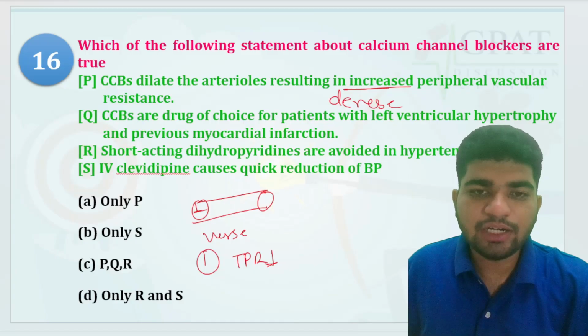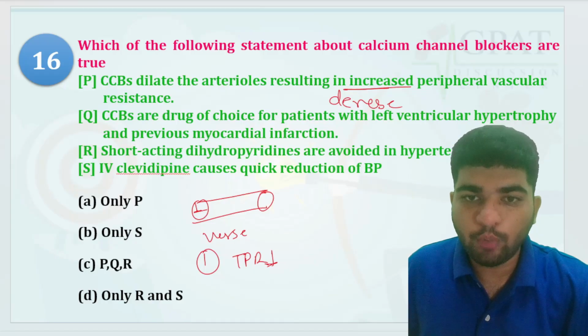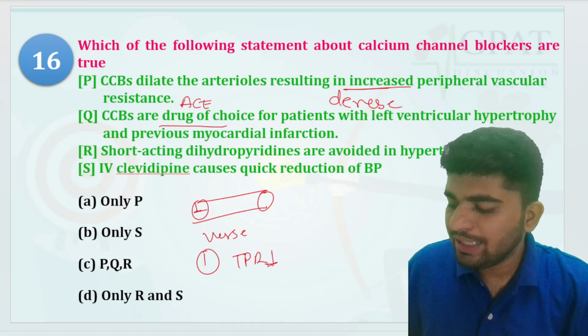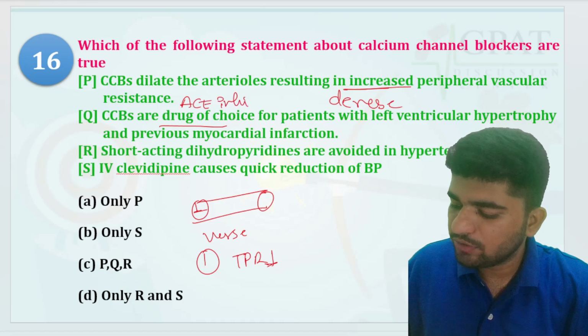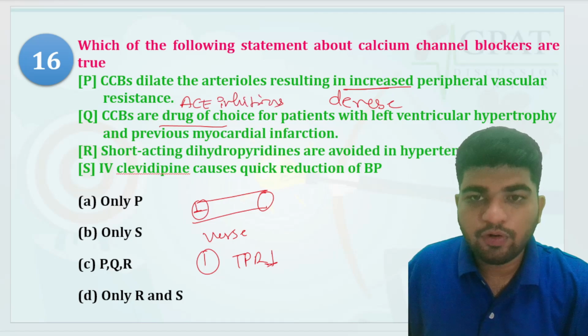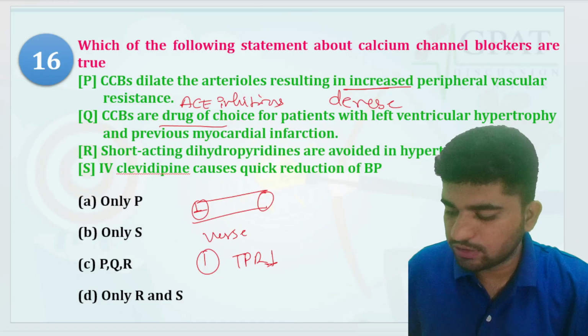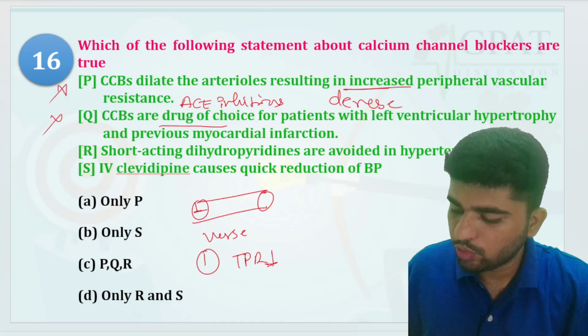Whereas CCBs are the drug of choice for patients with left ventricular hypertrophy and previous myocardial infarction? No. CCBs are not the drug of choice. ACE inhibitors are the drug of choice for left ventricular hypertrophy, which is also in CHF or myocardial infarction. So P wrong, Q wrong.